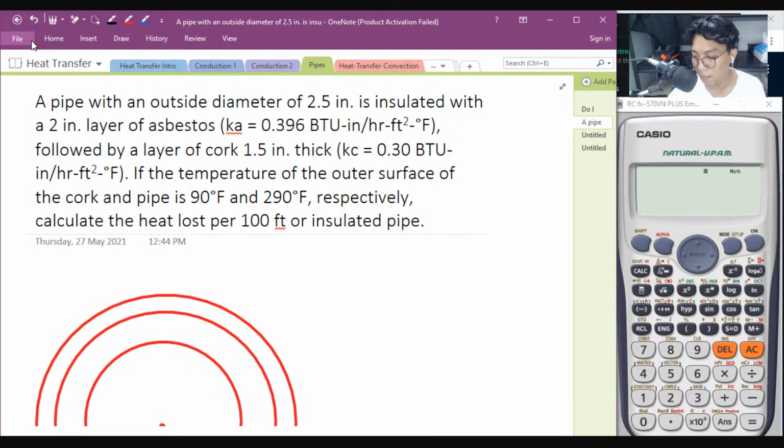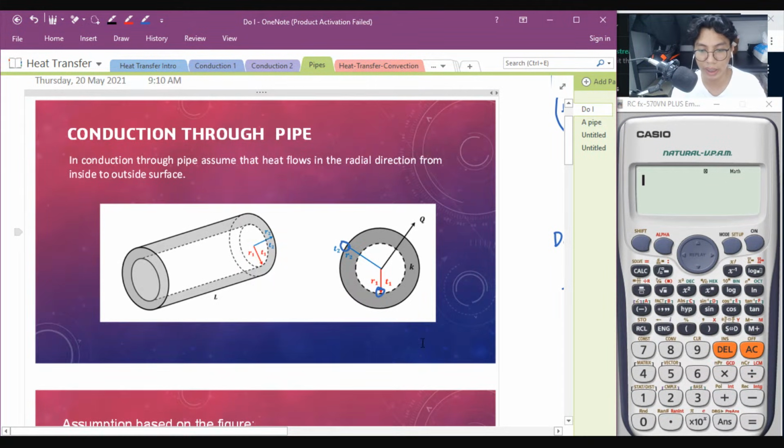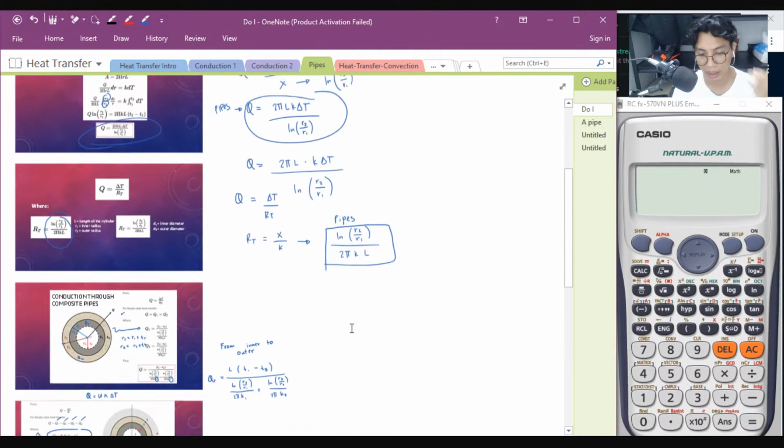Pwede ko pa i-simplify yung dulo niyan, ha? Later ko na lang gagawin. Pwede yun pala, simplify ko na lang muna. So, dito, i-generalize natin. I-shortcut natin.